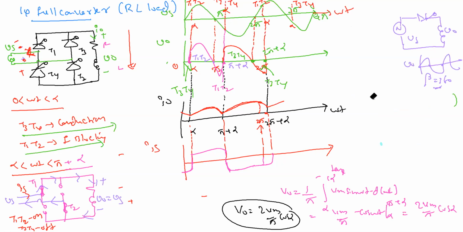So you can see here now. Now write a point here. Load current is continuous. Load current is continuous and unidirectional, in only one direction. Load current is continuous and unidirectional. Whereas IS, the source current, is alternating. Source current is alternating.